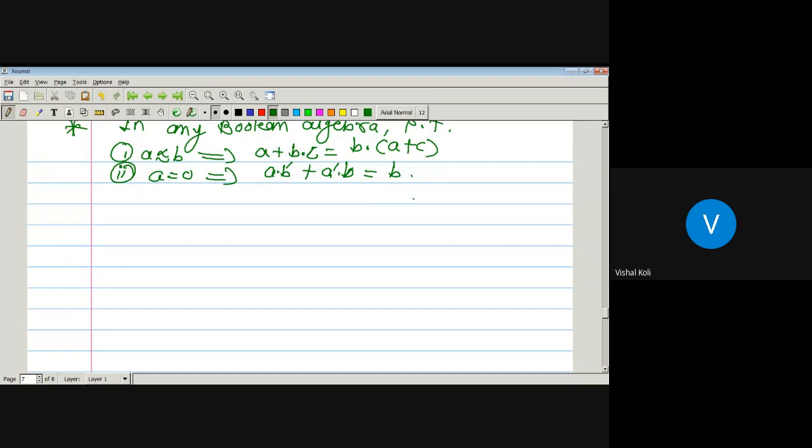If there is a Boolean algebra, then we have to check that if A precedes B, then A join B meet C is nothing but B meet A join C, and if A equal to 0, then A meet B dash join A dash meet B is nothing but B. Here plus is join, dot is meet, and dash is the complement. So let us see the solution.